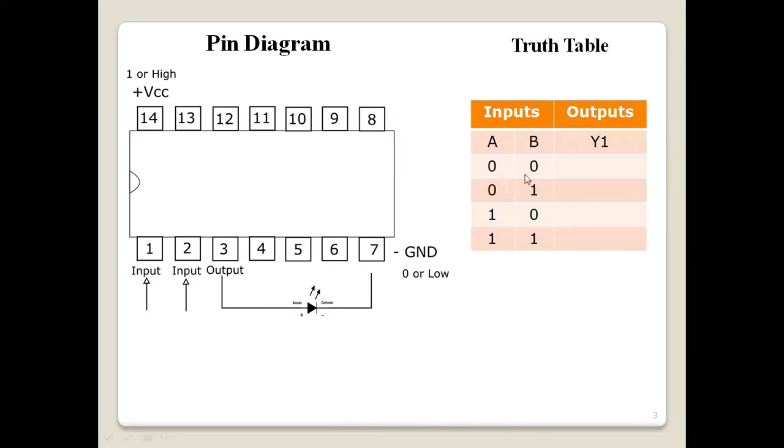If I want to apply 0, 0, connect inputs 1 and 2 to the 7th pin or ground. And if I want to connect 1, 1, connect 1 pin to 14th pin and 2 pin to 14th pin. These are the input combinations and whatever the output you will get from that logic gate, that is connected to the LED. If you get the output is 0, then LED will not glow. If the output is 1, then the LED should glow.